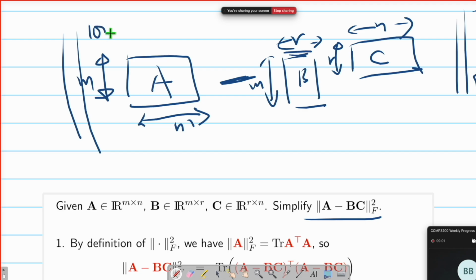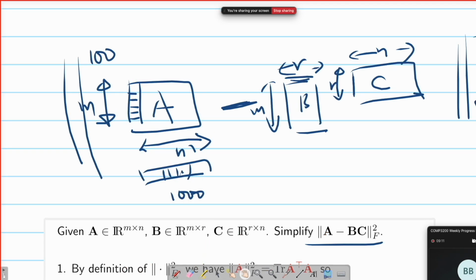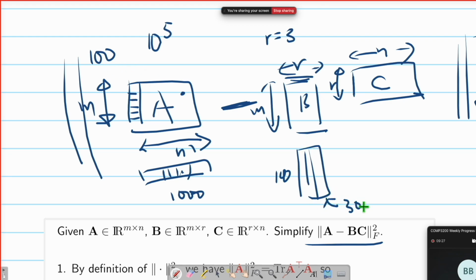Suppose M is 100, so I have 100 rows, and let's say N is 1000. This has 10 to the power 2 times 10 to the power 3, so 10 to the power 5 number of things. Let's say R is 3. Then how many do I have in B? 100 by 3, so this has 300 things. C will be 3000. So I have 300 plus 3000, much smaller than this number.